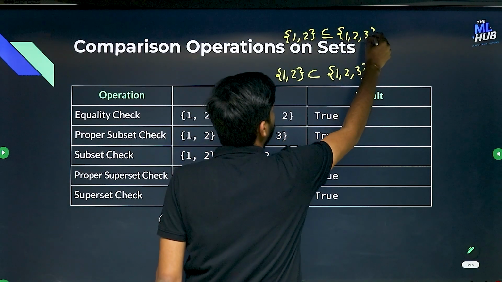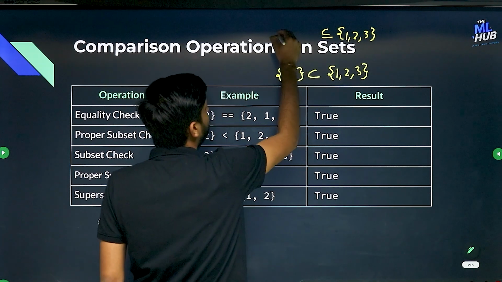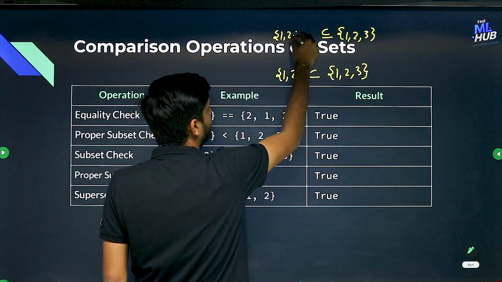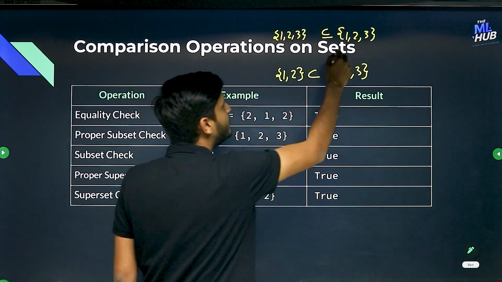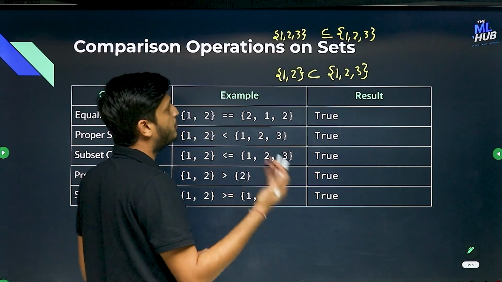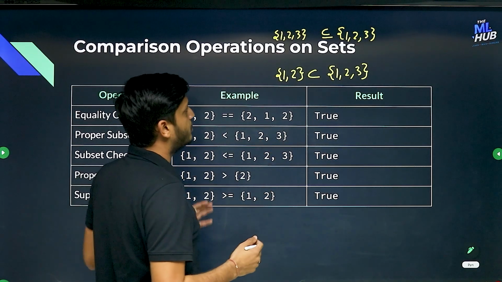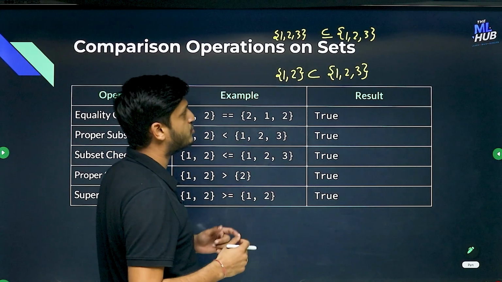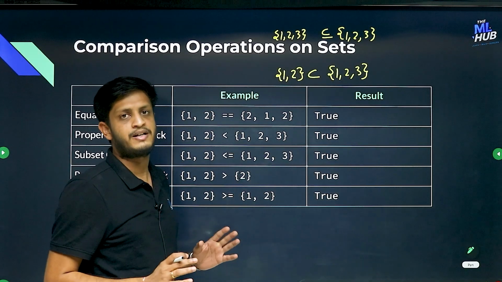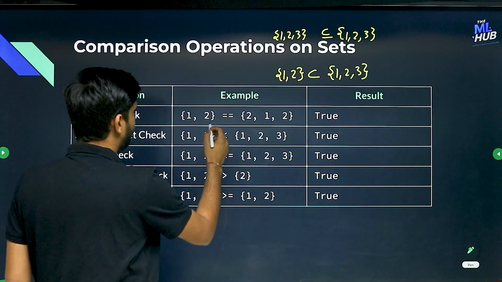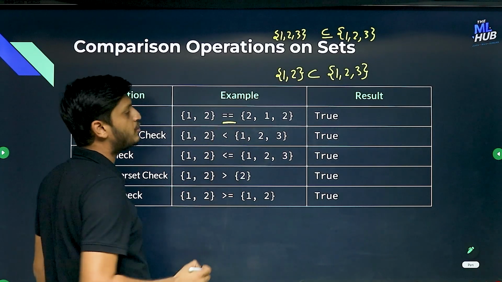So if you say 1 comma 2 comma 3, it is also a subset of this set, but it is not a proper subset. For it to be a proper subset, at least one element should be missing. Okay, so here the less than and greater than symbols actually check subsets and supersets. Okay, so what will happen? Firstly, equality. Like when are two sets equal?